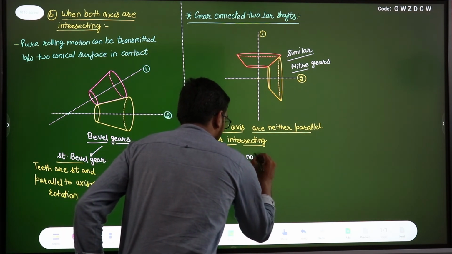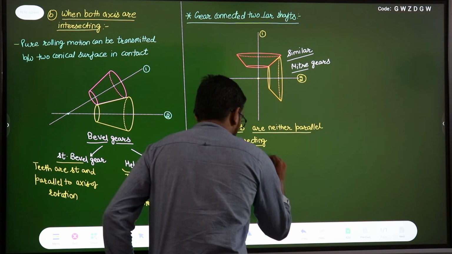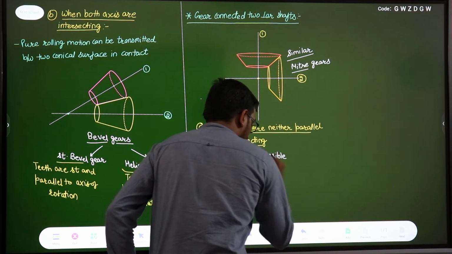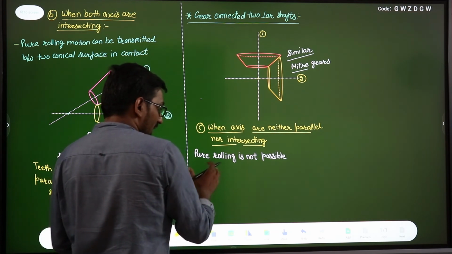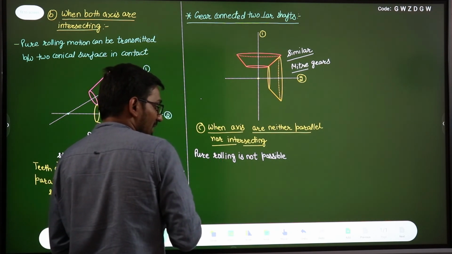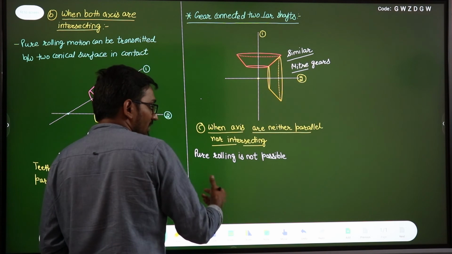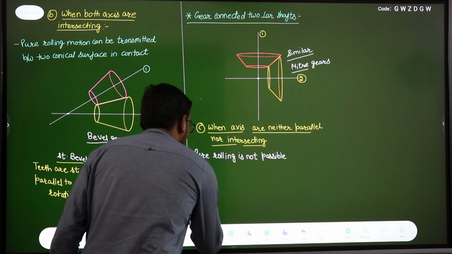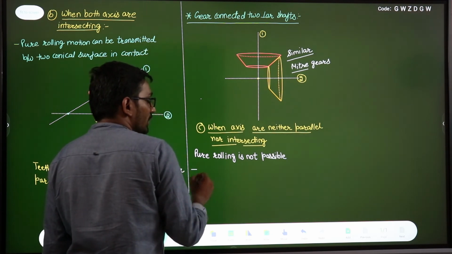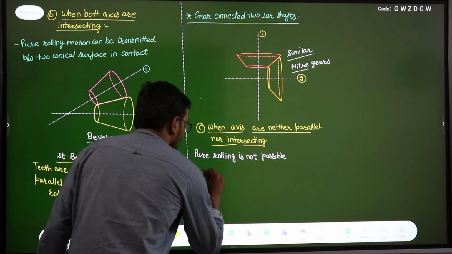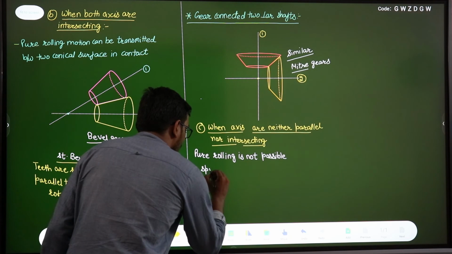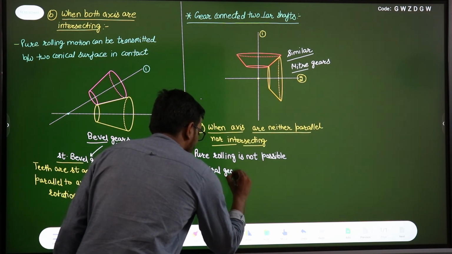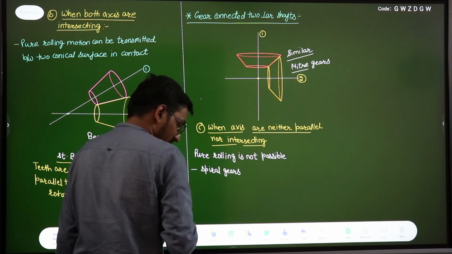In this case, we have rotation with sliding, right? In this case, we can say that pure rolling is not possible and rolling is possible with sliding. That means we have rotation and sliding also. So in this case, the gears which are used to transmit the power from one shaft to another shaft are known as spiral gears.